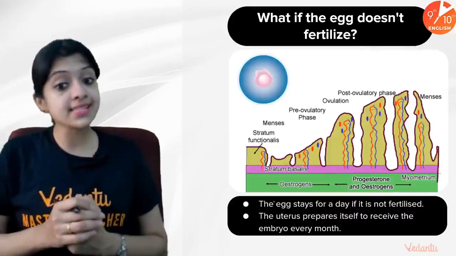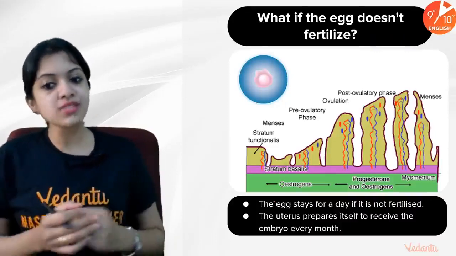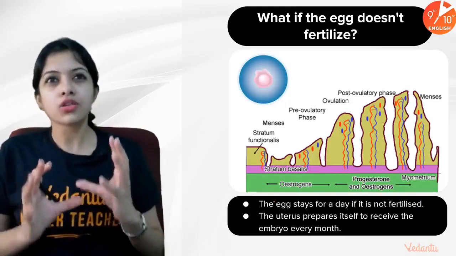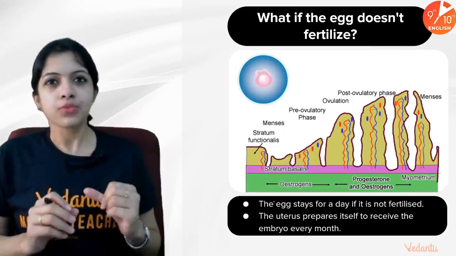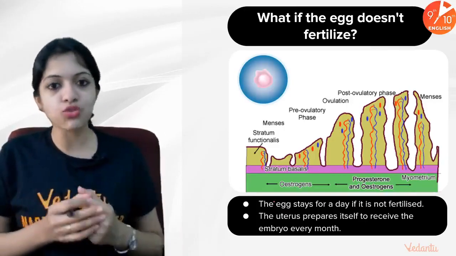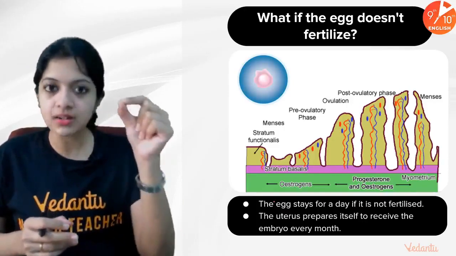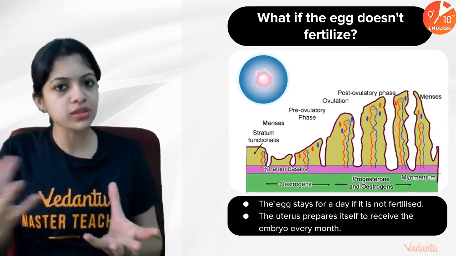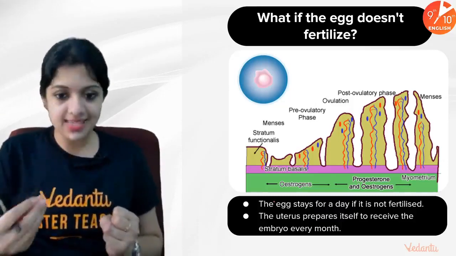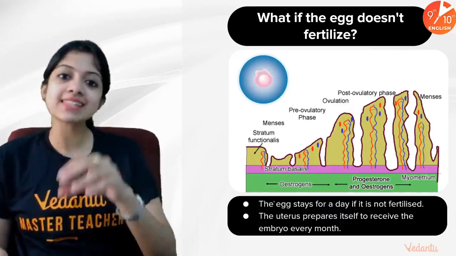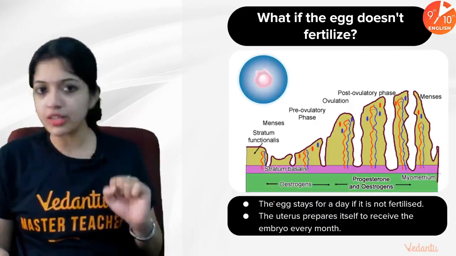What if the egg doesn't fertilize? So the egg stays for about 24 to 36 hours or maybe 48 at the most, if it is not fertilized. But usually they say it's about 24 hours, the life of an egg inside the oviduct. And within that 24 or 36 hours, if it doesn't get fertilized, the egg normally gets eliminated from the body of the female.